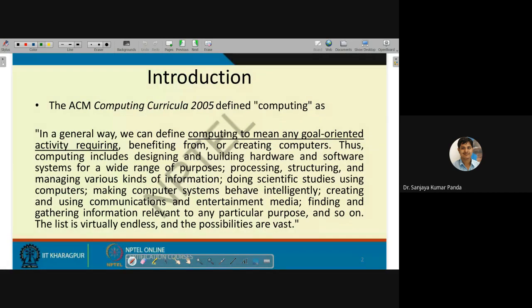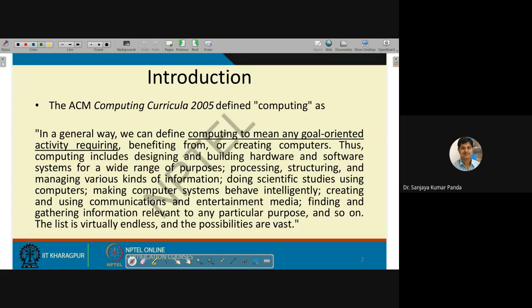Now let us come to the definition given by ACM. I hope all of you are aware of ACM. ACM is a very popular publisher. It stands for Association for Computing Machinery. It is the world's largest educational and scientific computing society. I hope some of you are also members of ACM. So ACM suggested one definition of computing in 2005. It is not a new definition. It is a way of defining computing.